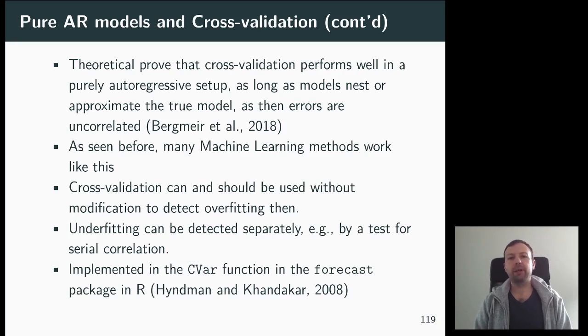And it's actually quite a relevant result because, as we've seen before, many machine learning models have only an input window. That's everything they see. So then you can do cross-validation, especially to detect overfitting. The cross-validation will not underestimate your generalization error if your model overfits. And arguably, that's usually the important part, to detect overfitting, because underfitting can be detected separately and quite easily by a test for serial correlation. And this is also implemented in the forecast package, this function.